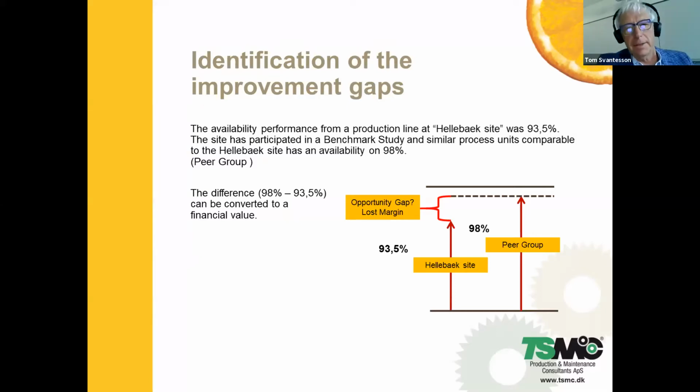So the next part of my presentation is where we have the biggest impact of our benchmarking. That is where we find a gap, an opportunity gap. An opportunity gap is a difference between my performance in my company and what is considered to be a benchmark or the best value. In this case, I have looked at a production line at the artificial company Hellebeck site, and they have an availability performance of 93.5%.